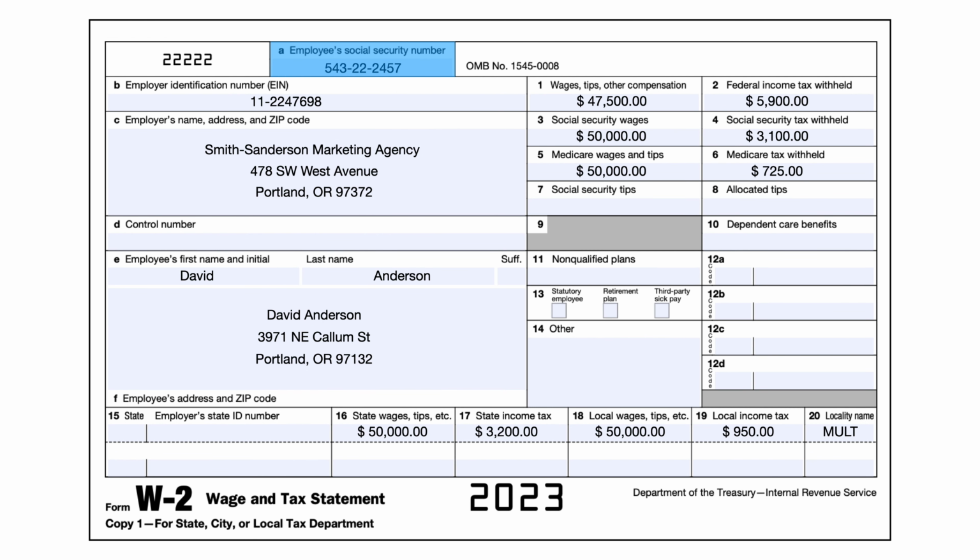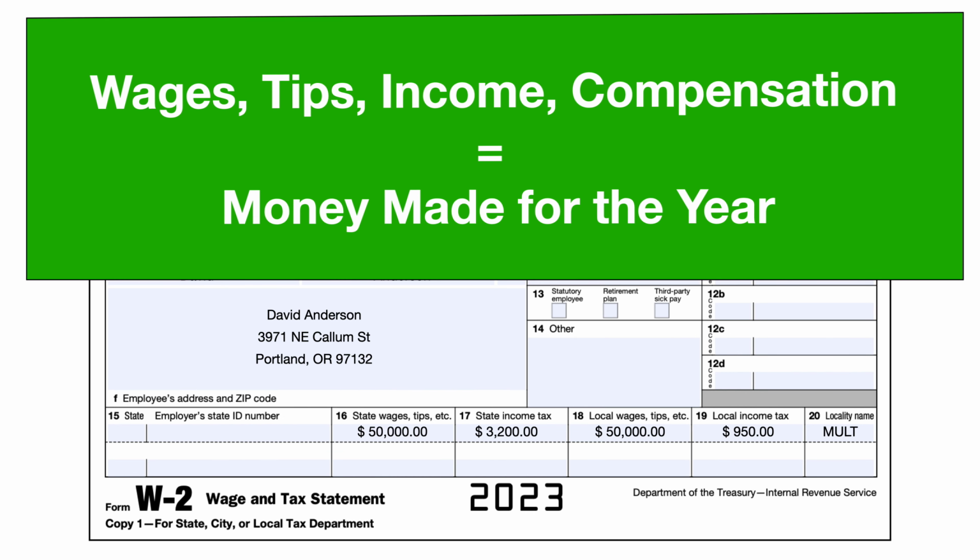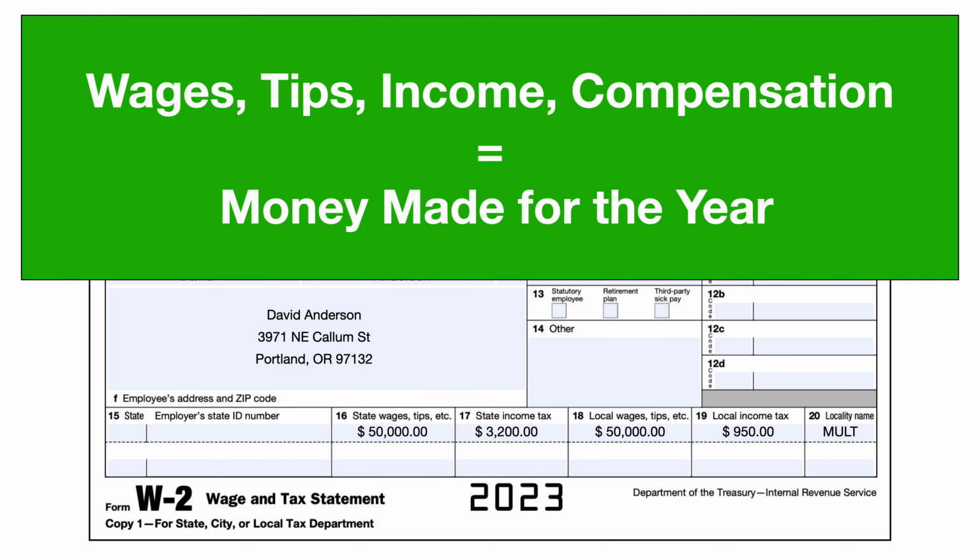So you got your employee social security number here, the employer identification number here, the employer information and address there, your name, and then your address. And that stuff's not too important. You can figure all that stuff out. So what we're going to get into now is the financial aspect of it. And so note, anything that is labeled wages, tips, income, or compensation, that's going to equal money made for the year. So that's what that means.